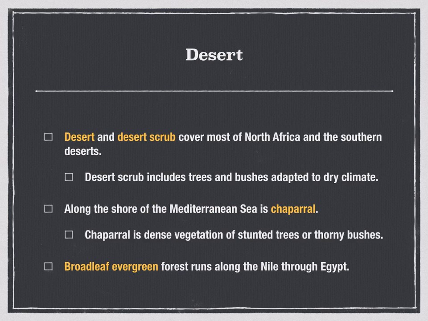Desert. Desert and desert scrub cover most of North Africa and also the southern deserts. Desert scrub includes things like trees and bushes that have adapted to the dry climate. Along the shore of the Mediterranean Sea in North Africa is chaparral. And chaparral, well, they have it in California as well, and it's a dense vegetation of stunted trees and thorny bushes. Broadleaf evergreen forest runs along the Nile through Egypt. Plenty of water there.